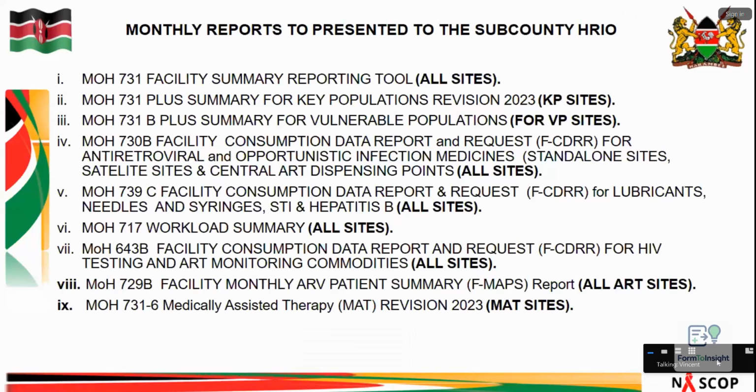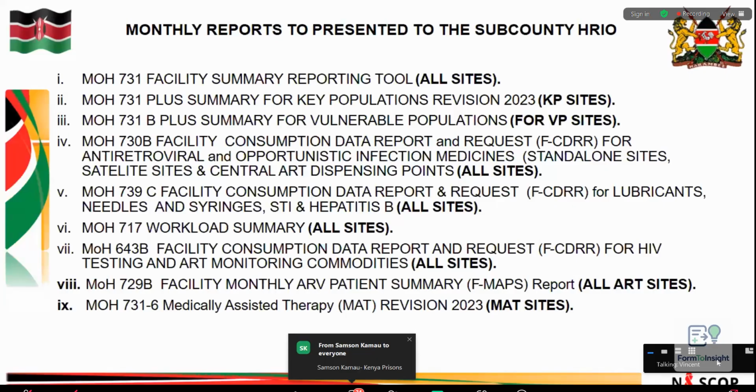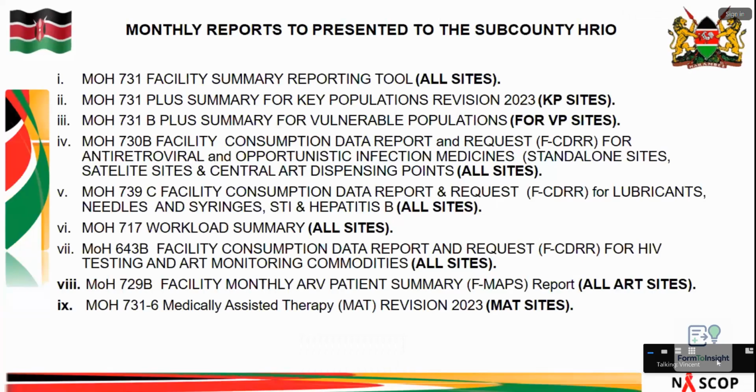MOH 729B, this is for ART sites, and DICEs doing ART need to report on that. And then for MAT, we need to report on MOH 731-6. So that is for all MAT sites. So remember again, MAT was previously incorporated in the old tool, that is MOH 731 plus summary for key populations. But going forward, it was separated and is also aligned at facility level. So all MAT sites report at facility level.